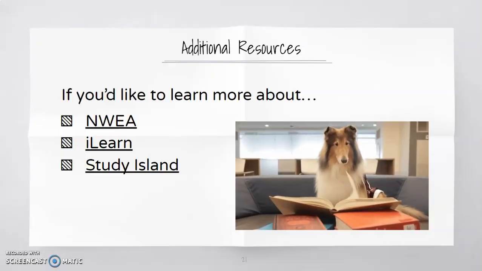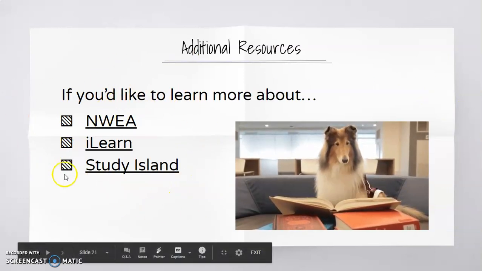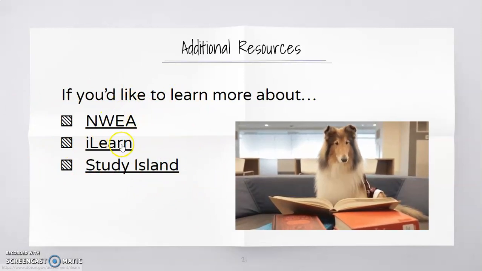Here are some additional resources that I provided here. So I know I gave a super basic overview of these main tests of NWEA and iLearn, but if you'd like to learn more, feel free to click this. There's also some tutorials for Study Island here.